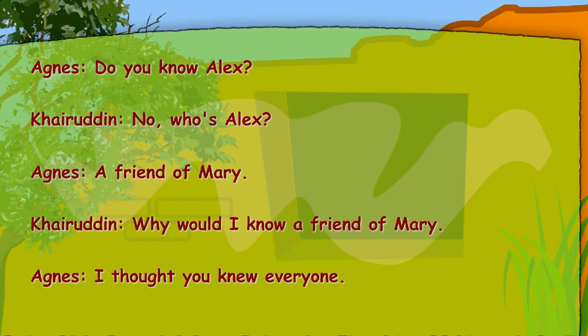Let's take the conversation between two friends, Agnes and Khairuddin, as an example. Do you know Alex? No. Who is Alex? A friend of Mary. Why would I know a friend of Mary? I thought you knew everyone. Well, there's at least one person I don't know.